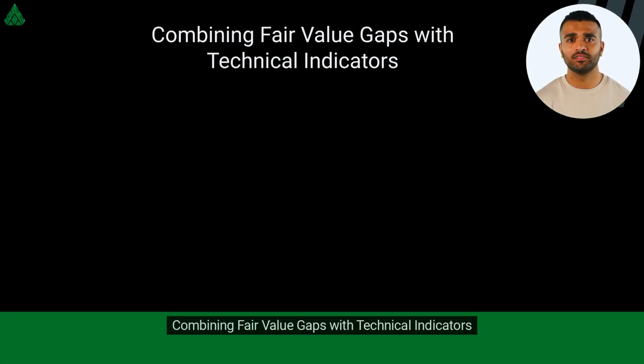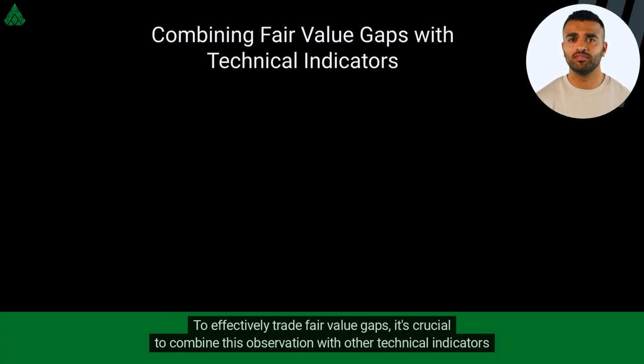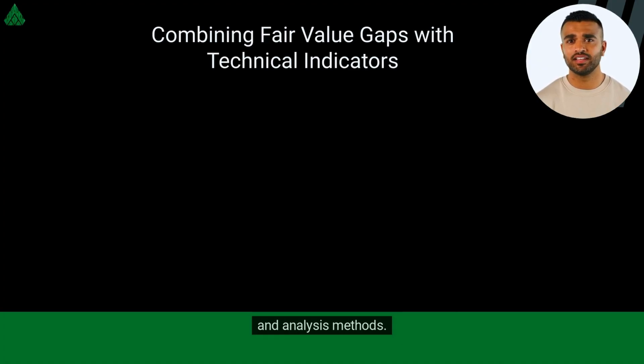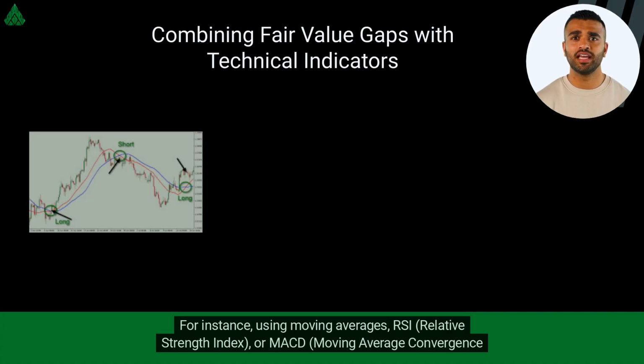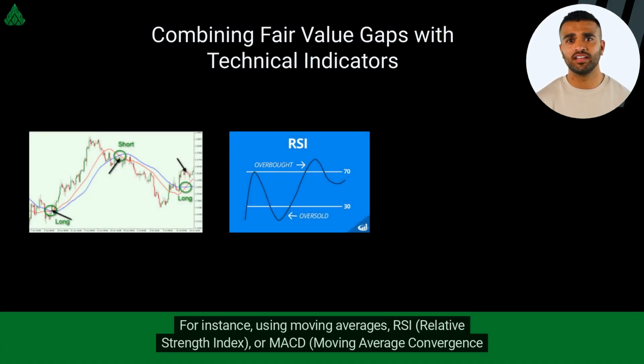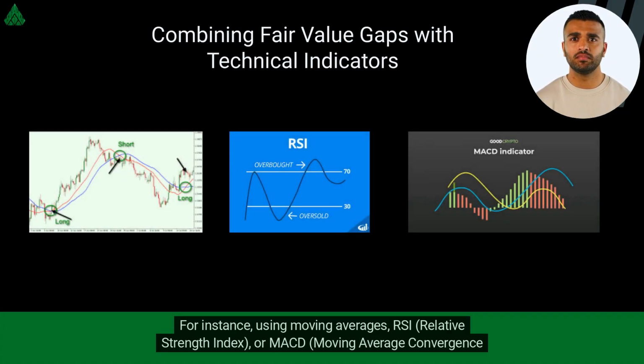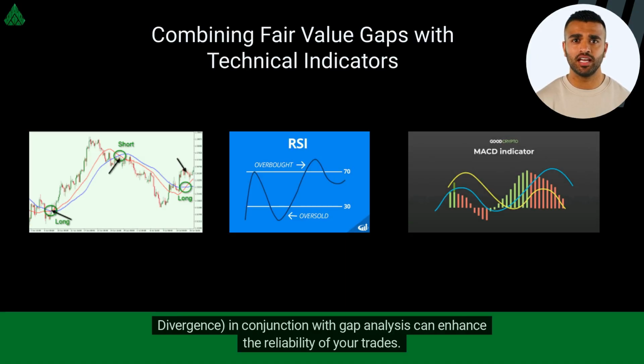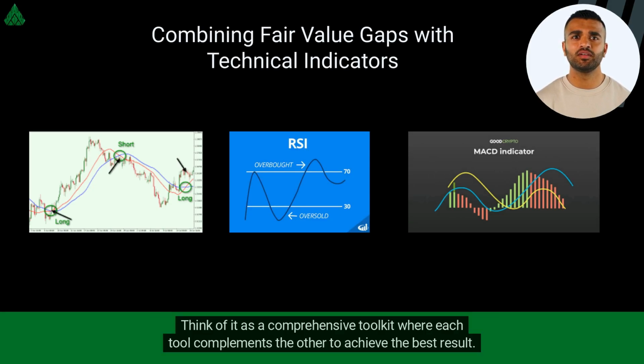Combining fair value gaps with technical indicators. To effectively trade fair value gaps, it's crucial to combine this observation with other technical indicators and analysis methods. For instance, using moving averages, RSI, Relative Strength Index, or MACD, Moving Average Convergence Divergence, in conjunction with gap analysis can enhance the reliability of your trades. Think of it as a comprehensive toolkit where each tool complements the other to achieve the best result.